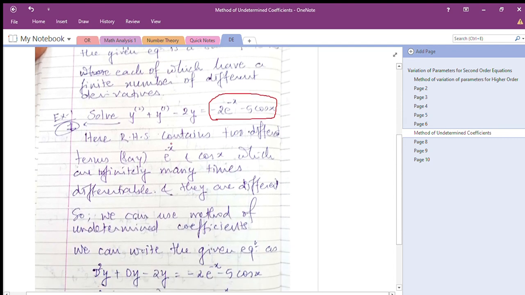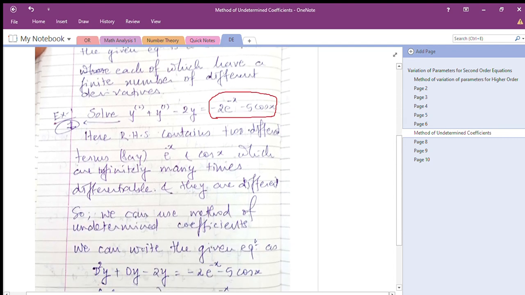Let us understand the method using an example. Solve y2 plus y1 minus 2y is equal to minus 2 e raised to minus x minus 5 times cos x. Now you can check that e raised to minus x is an infinitely many times differentiable function.